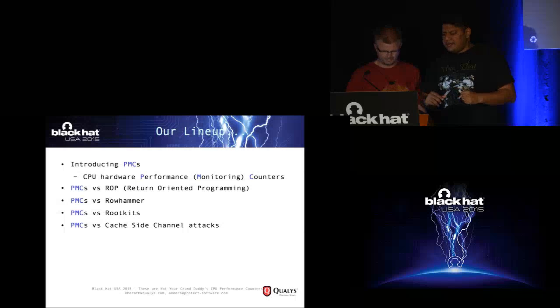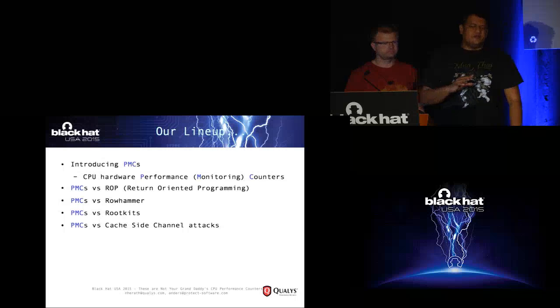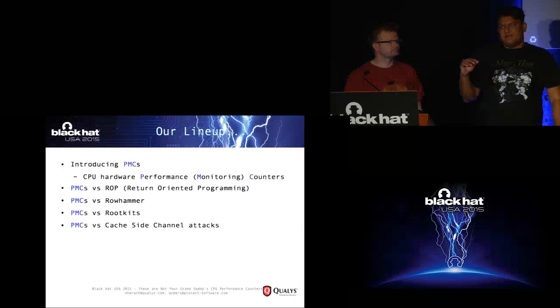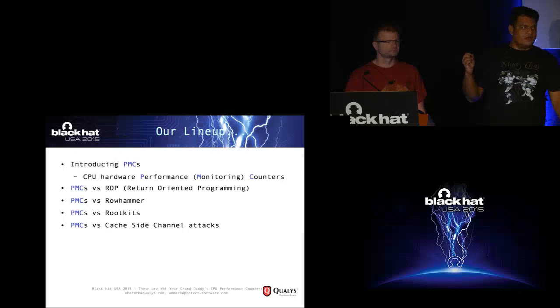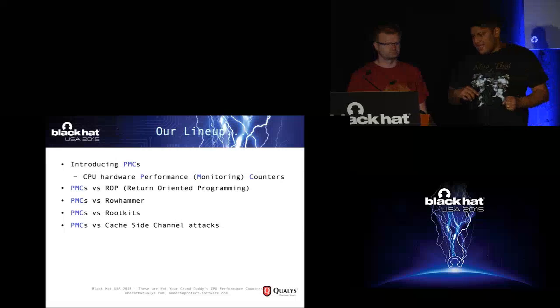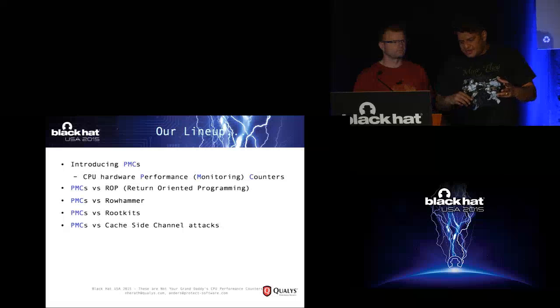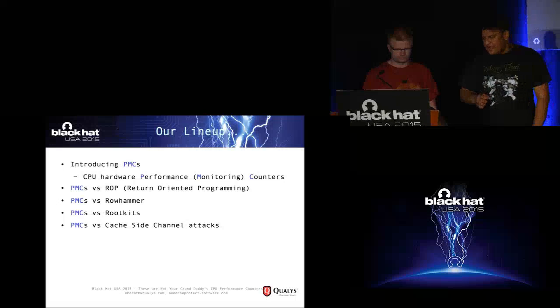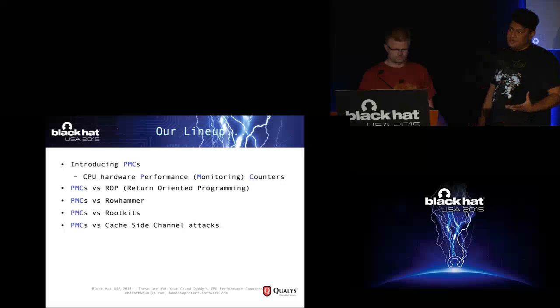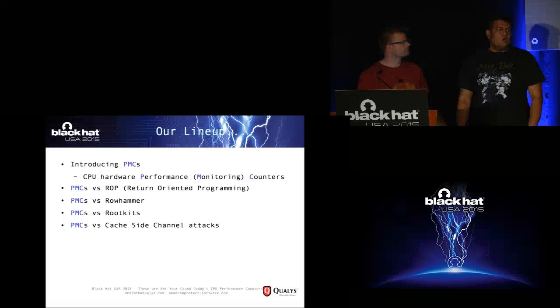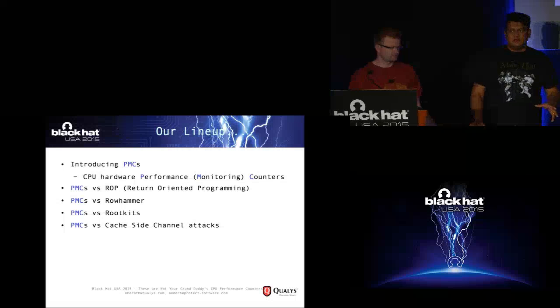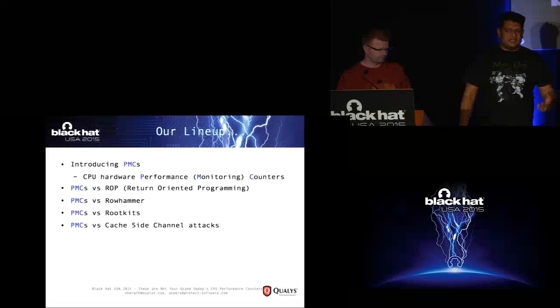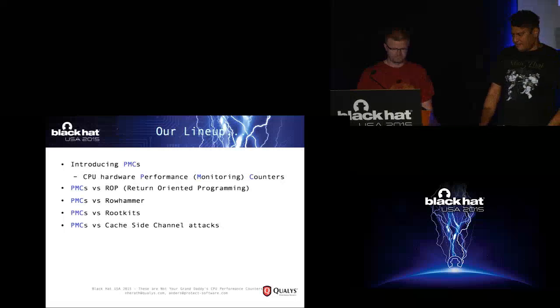And we will be talking about using the performance monitoring counters to detect and mitigate a low-level attack like RowHammer. We will also briefly discuss what we can do against rootkits. And last, we'll be looking at how we can use the performance monitoring counters to detect and mitigate cache side channel attacks.